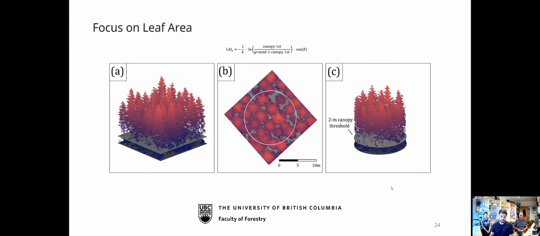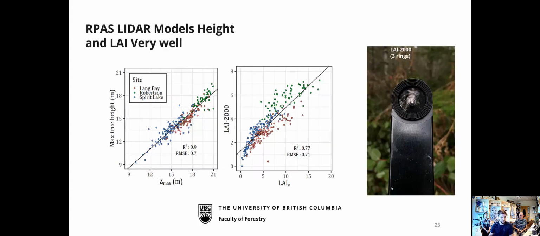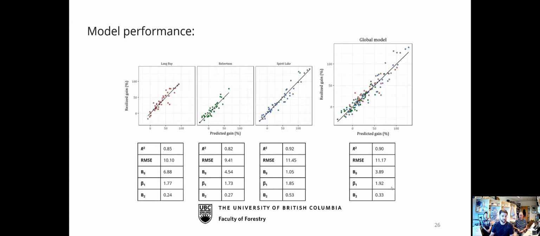My initial work is focused on leaf area and leaf area proxies, which we can produce from point cloud data using the percent of points that make it through the canopy adjusted for their scan angle. And when we validate those proxies against traditional methods of estimating LAI, we get quite strong results. And at the plot level, we also see that height results are strong as well.